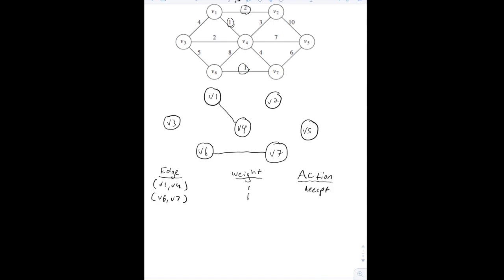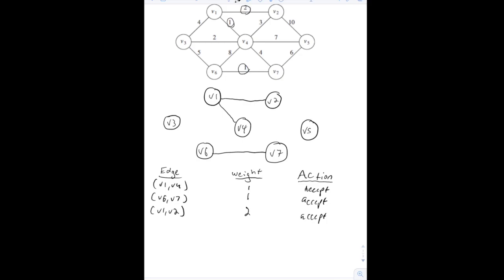We can see we have no more 1s left, so now we're going to look at the 2s. Let's look at V1 to V2. Are V1 and V2 in different sets? Currently, yes, they are. We'll connect them and add them to our table. V1, V2 have a weight of 2. We'll accept. I forgot to write accept here.